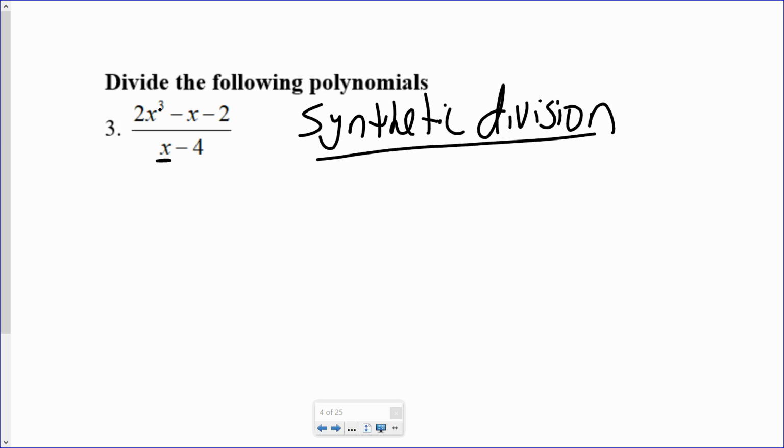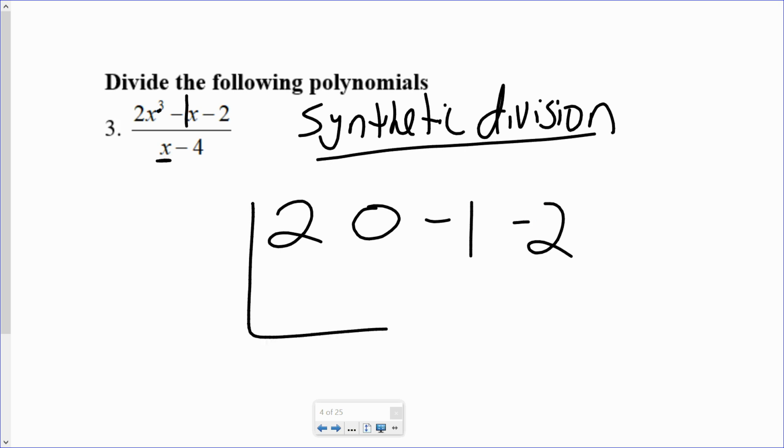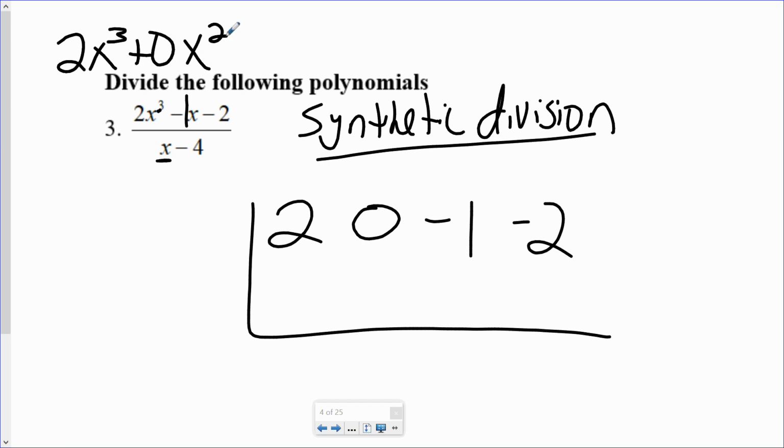My first power is x to the third. So after x to the third should be x to the second. There is no x to the second, so I have to put a placeholder. So 2 for the x to the third. I have to put a 0 because there's no x to the second. Negative 1, and then negative 2. So again, that 0 I'm putting in because there's a missing term. There's no x squared. So technically there's a 0x squared there, and I need to put that in as a placeholder.